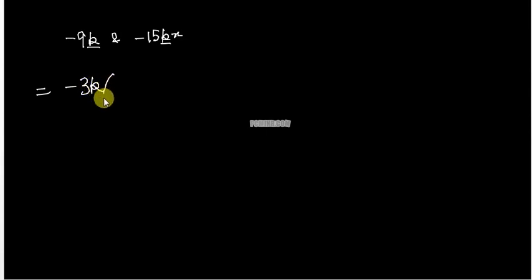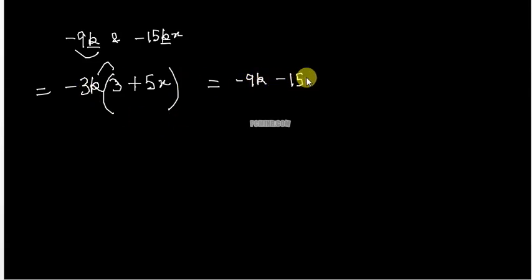What am I left with here now? I know you know the answer. It's just 3 left inside for this, because when I multiply back, I should get minus 9k and plus 5x. Right? Because why I've written plus? Because I've already taken the negative sign outside. So when I multiply them back, what am I going to get? Minus 3k into 3 would give me minus 9k, and minus 3k plus 5x would give me minus 15kx. So this is how you can factorize. This is the answer you got as the factors.